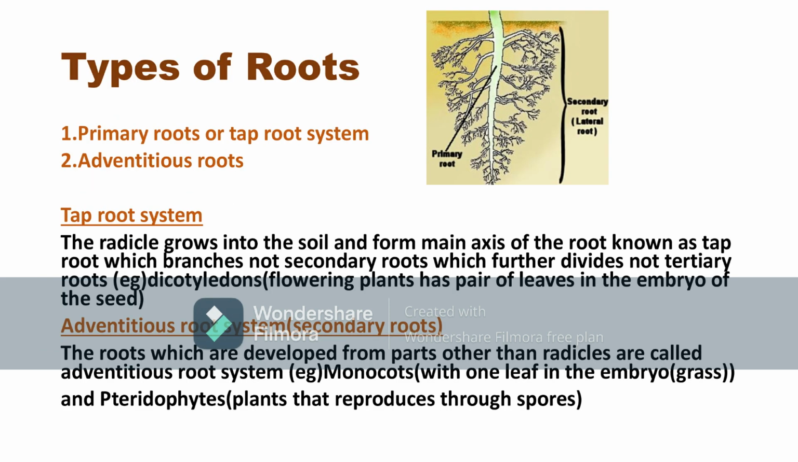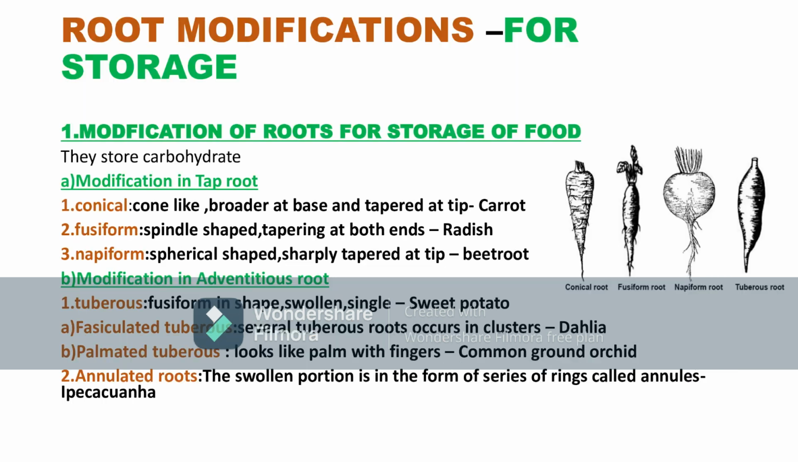Roots are classified into primary roots or taproot system and adventitious root system. Taproot system: the radicle grows into the soil and forms the main axis of the root known as taproot, which branches into secondary roots, which further divide into tertiary roots. Example, dicotyledons. Adventitious root system: the roots which develop from parts other than the radicle. Example, monocots and pteridophytes.